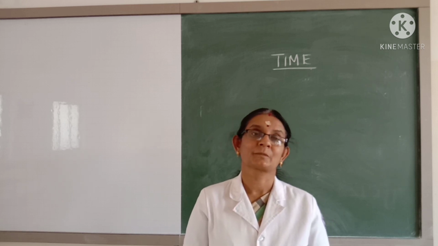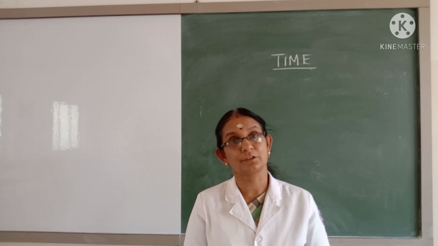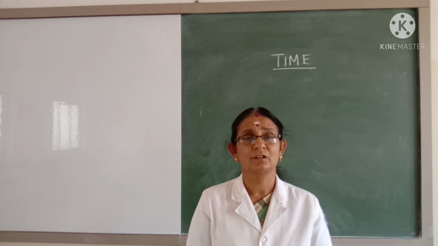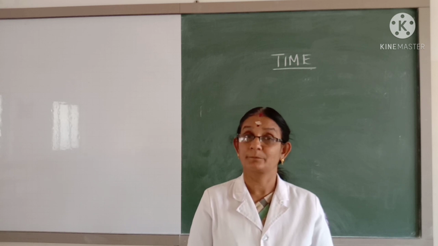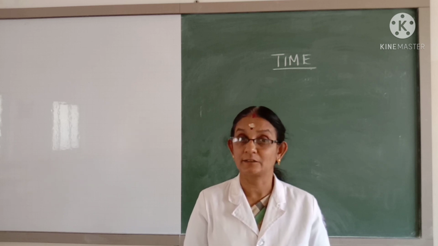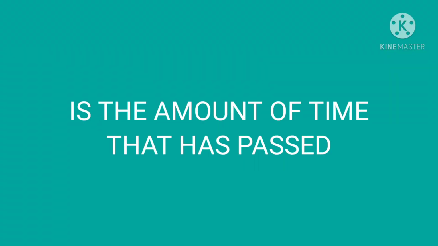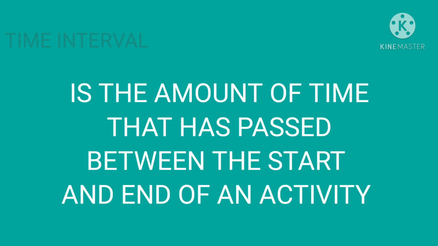Okay? So today, I started off from home at 8:25 a.m. and I reached the school at 8:40 a.m. So, what is the time I have taken to travel from house to school? This period or this time is called the time interval. So, the time interval is the amount of time that has passed between the start and end of an activity.